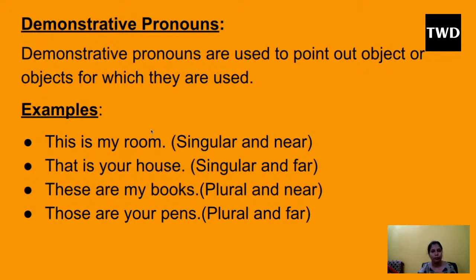You have to remember that whenever you are talking about something which is near to you, and it is more than one, you are going to use these. These are my books. Those are your pens. The moment I say those, I'm pointing out something which is away from me, and I'm talking about more than one thing. Those are the curtains. Those are your colors. It means all these things are away from me. So here, this, that, these, those, all these are demonstrative pronouns. Correct?